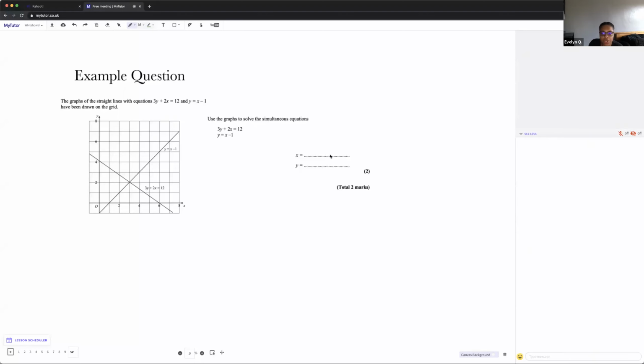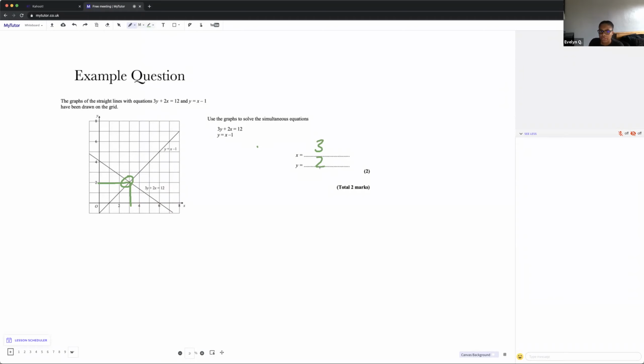Brilliant. All of you are correct. So that point where they cross is when x equals 3 and y equals 2. So it's just x equals 3 and y equals 2. And that is usually only worth 2 marks. The only time it's worth more is when you have to draw the lines yourself and solve it, and then that would be worth around 4 or 5 marks.